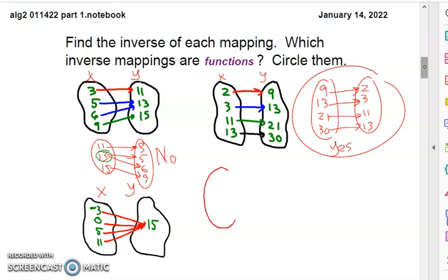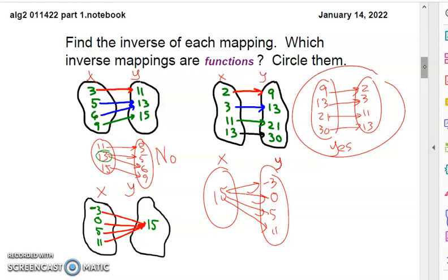And the last one, the x value would be 15, and the y values would be negative 3, 0, 5, and 11. And then this one here, the 15, is actually going to each of these numbers because originally each of these numbers, which are now the y values, went to the 15. This also would be a no because 15 has 4 different answers.